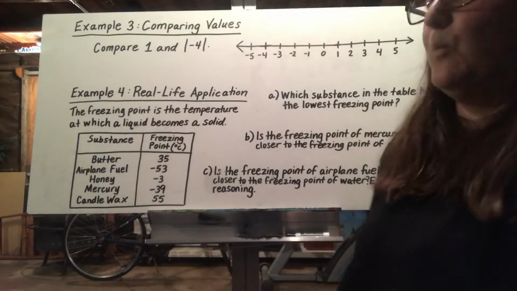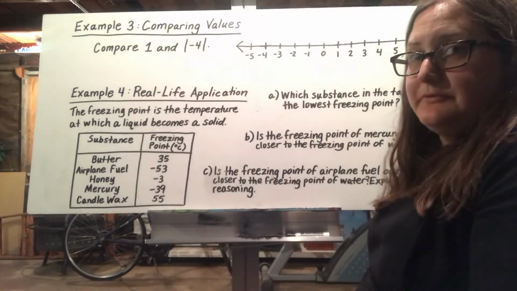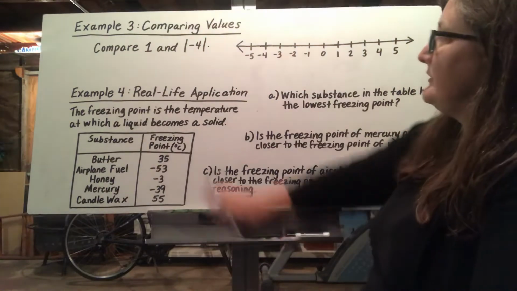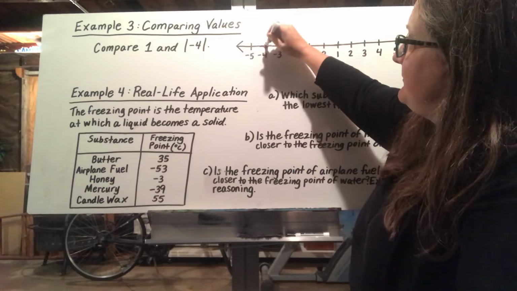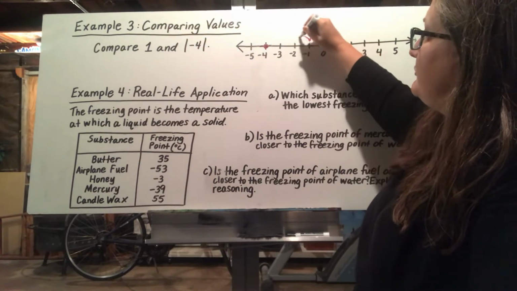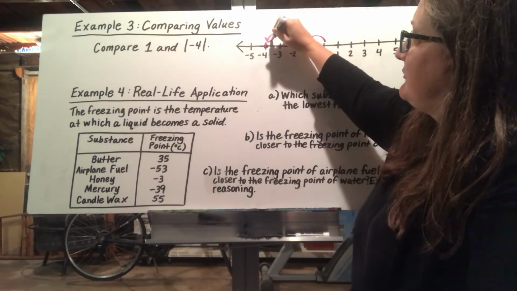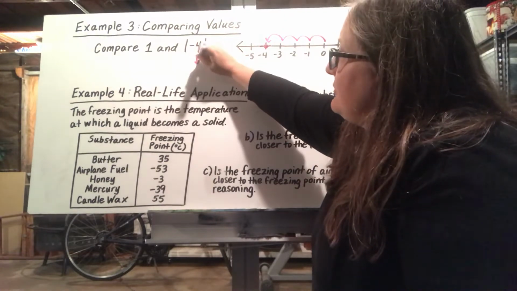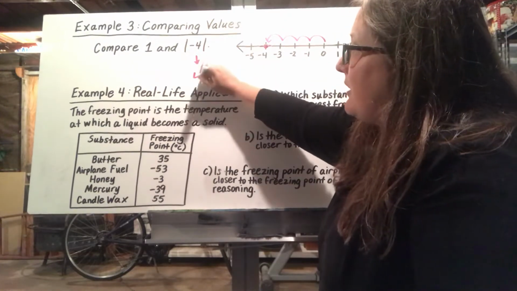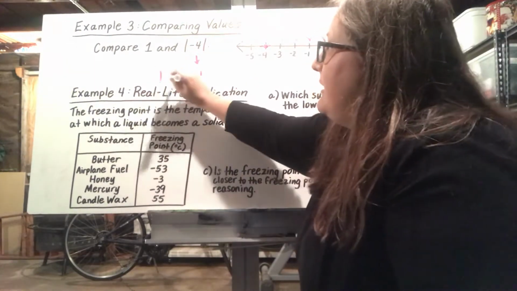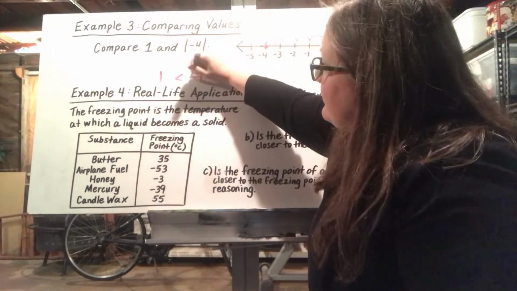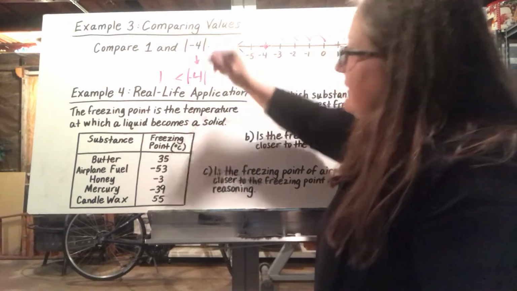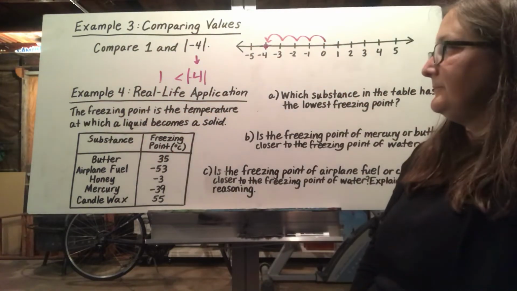Let's compare 1 and the absolute value of -4. So since this one is an absolute value, I'm going to find -4 on my number line. From 0, it's 1, 2, 3, 4 units away. So the absolute value of -4 is actually worth 4. And if I compare that to 1, 4 is larger. So the absolute value of -4 is actually larger than 1.